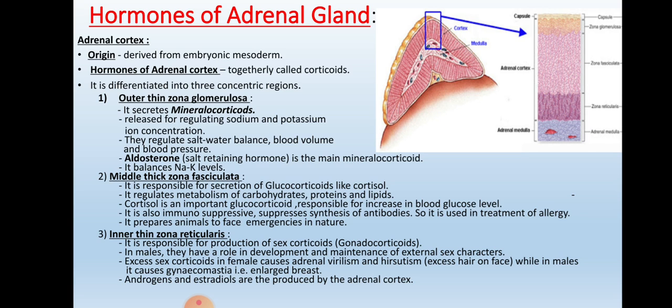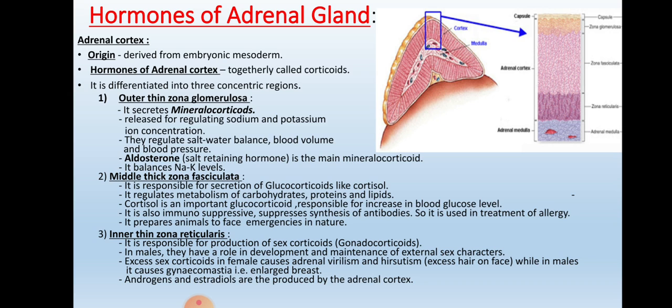The name glucocorticoids itself suggests that they are related to carbohydrate metabolism. The important glucocorticoid is cortisol, related to increase in the blood glucose level. It is immunosuppressive, that is, it suppresses synthesis of antibodies. So in allergic conditions, this immunosuppressant is used to control allergy. It prepares animals to face emergencies in nature. Alertness is a result of these glucocorticoids.